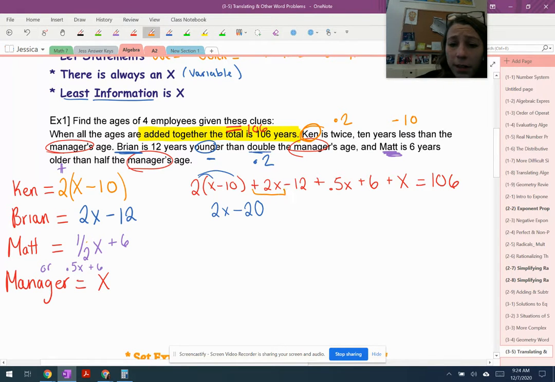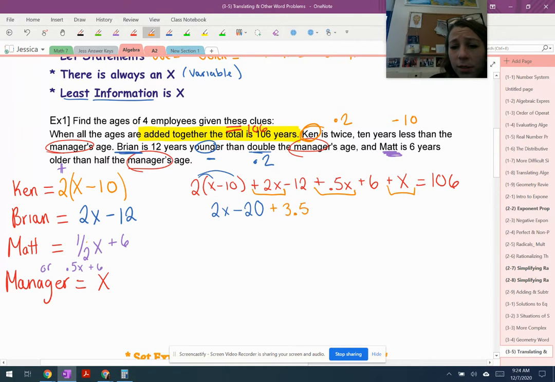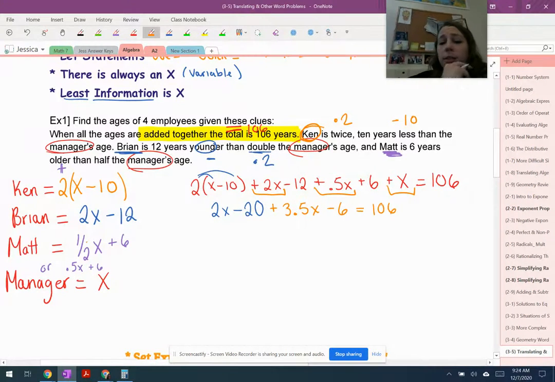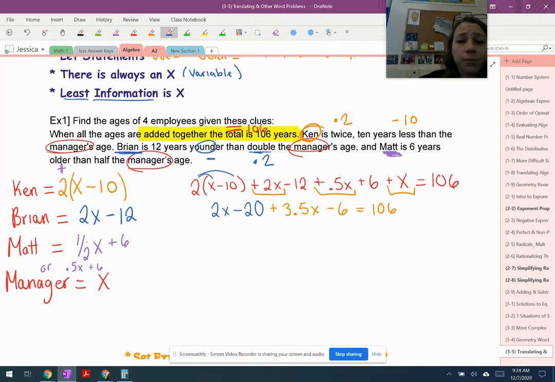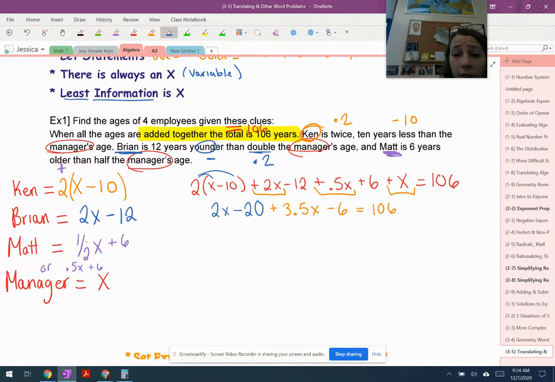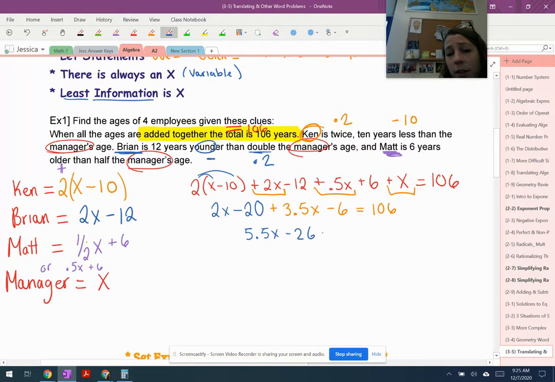So I've got a positive 2x and a 0.5 and then another x. So that would be plus 3.5x. And then negative 12 plus 6 is a minus 6. So I did a little bit of combining of like terms there also. Going to finish off that. 2x plus 3.5 would be 5.5x minus 26 is equal to 106.